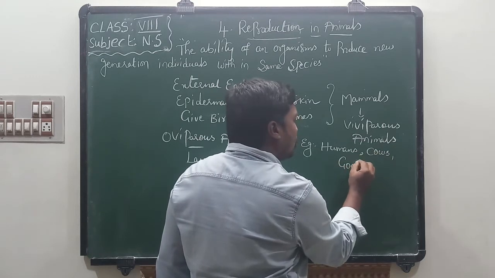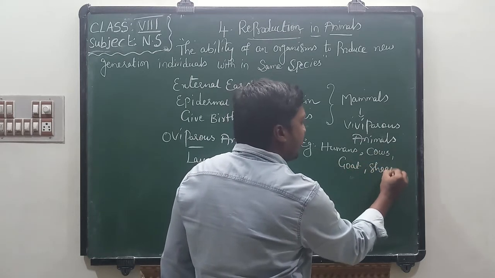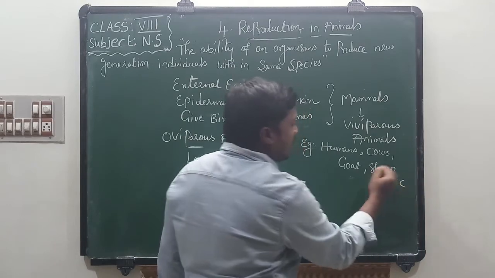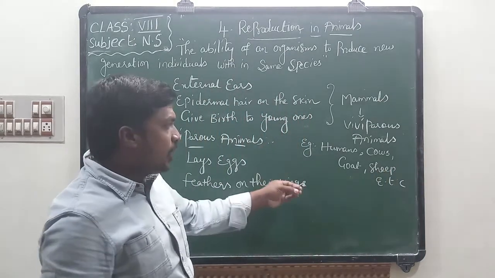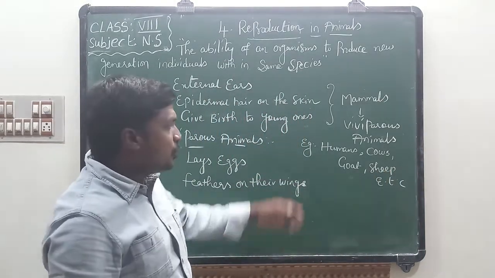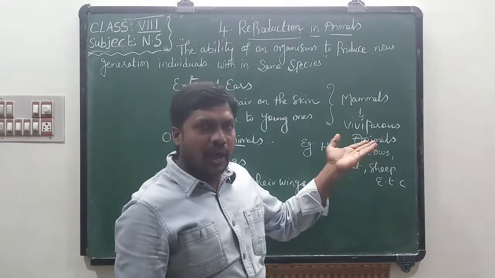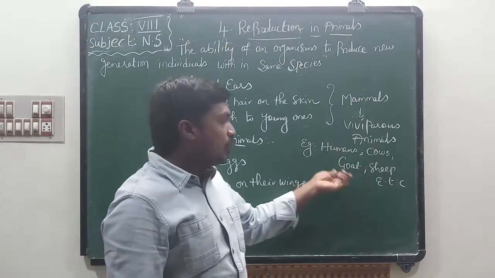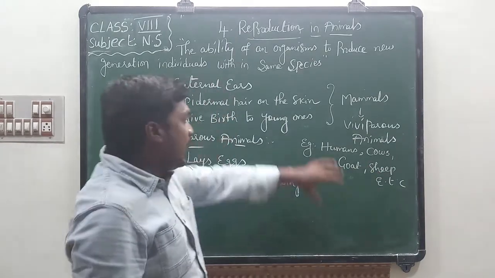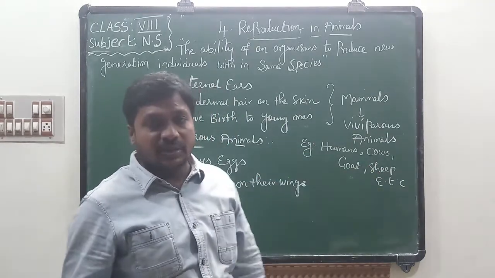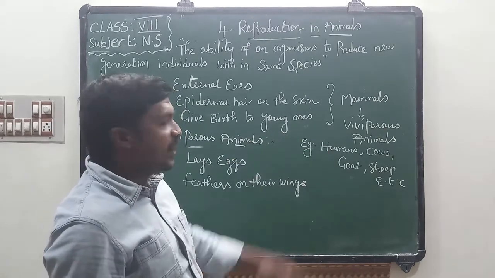Humans, cows, buffaloes, goat, sheep, etc. If you will observe these animals, we can find hair on their skin. Humans have hair, and cows also have hair on their skin, and so do goat, sheep, etc. And also they give birth to their young ones. Such animals are called viviparous animals.